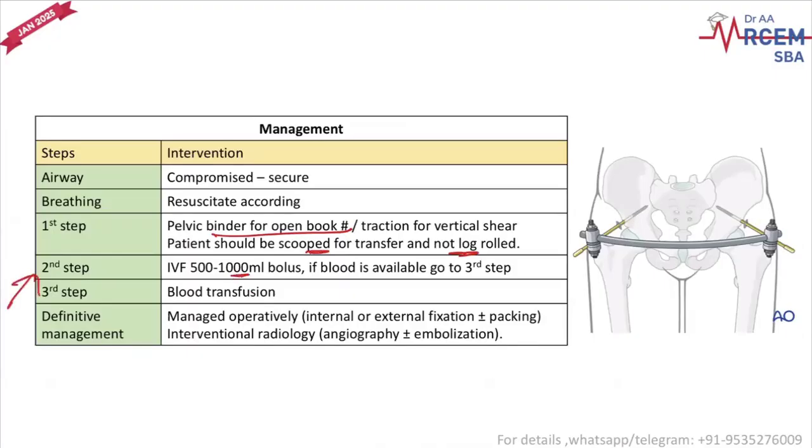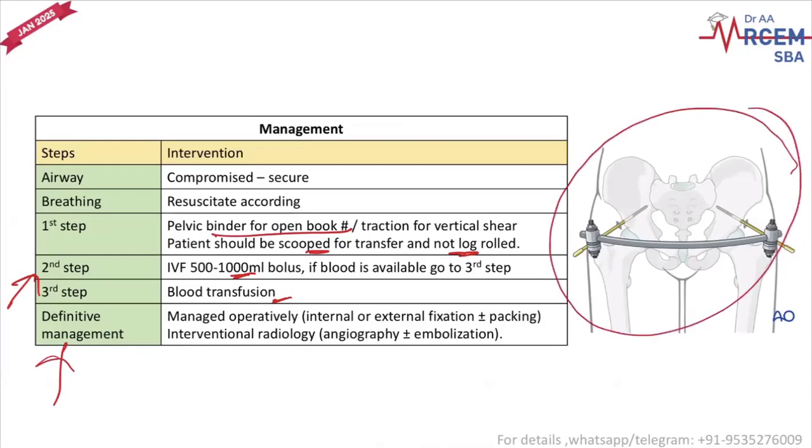Then you'll start with fluid resuscitation. If blood products are available, use blood products. Definitive management is either by doing an external fixation plus or minus packing. This is done by orthopedics, so involving the orthopedics. If this is not possible, or you have an interventional radiologist available in your department or in your hospital, then you can do an angiography and see which vessel is the culprit vessel and embolize that vessel and stop the bleeding. This is a high-tech technique which is very commonly utilized in trauma centers.